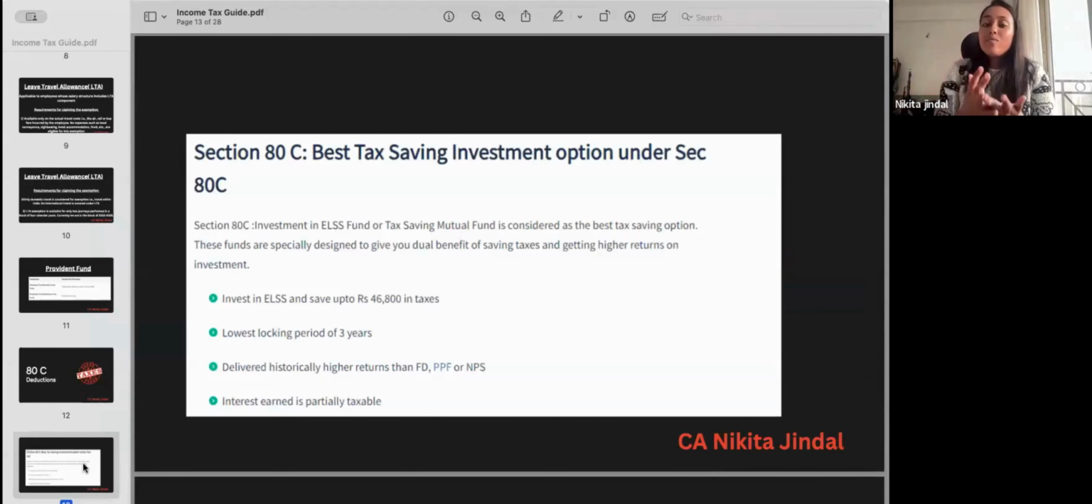The limit of 80C deduction is 1,50,000. Since it is March, you can start planning your taxes, since the last date is 31st of March. So this is the best option which you can consider, and you can save up to 46,800 in taxes using these ELSS funds.